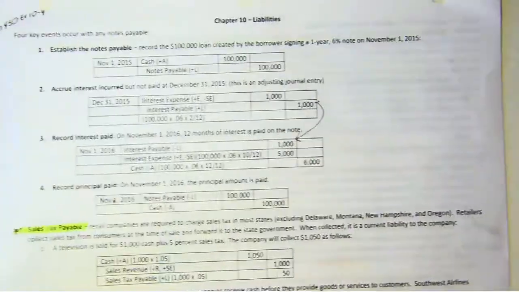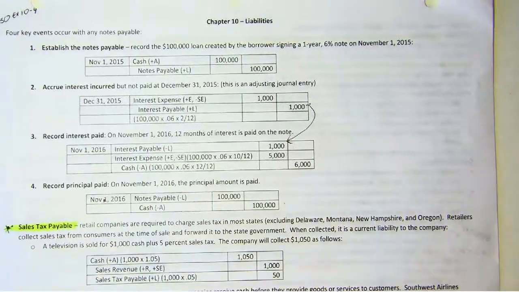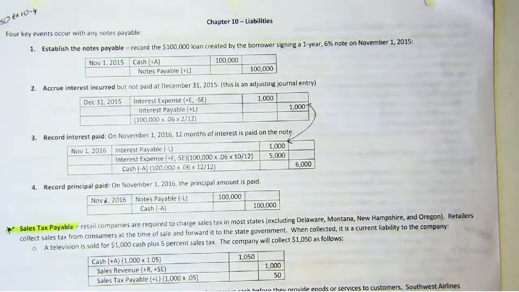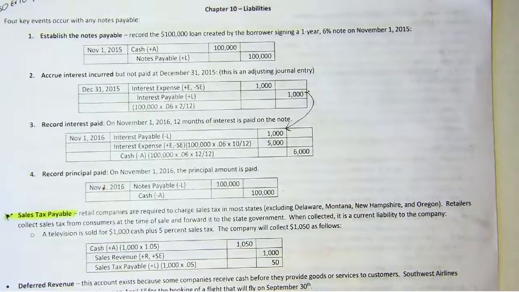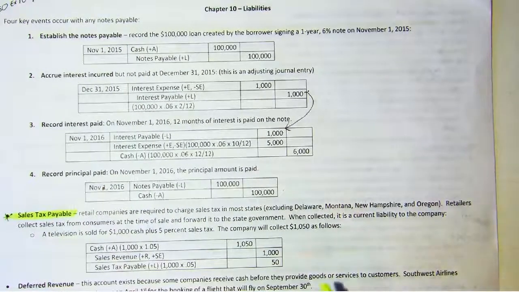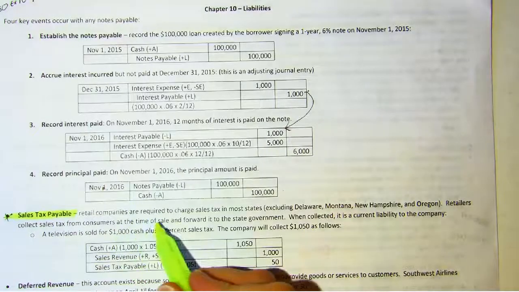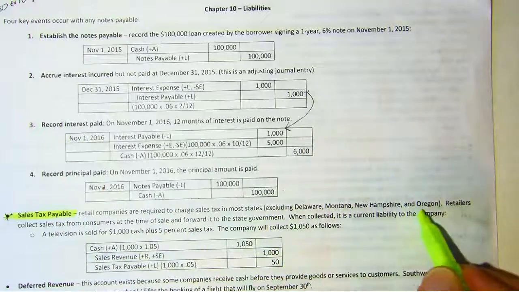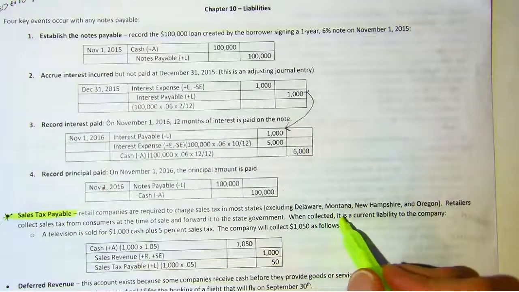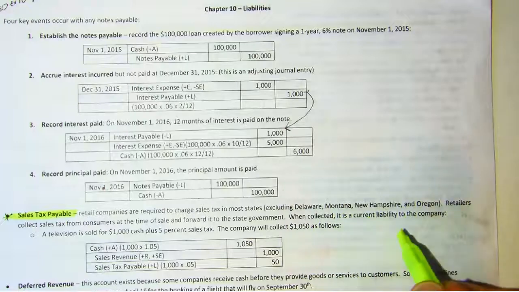And because sales tax has to be collected by sellers and then remitted to the state, definitely within a year, usually much more frequently than that, it's considered a short-term liability. Now, it says here retail companies are required to charge sales tax in most states, excluding the few we see here: Delaware, Montana, New Hampshire, and Oregon.